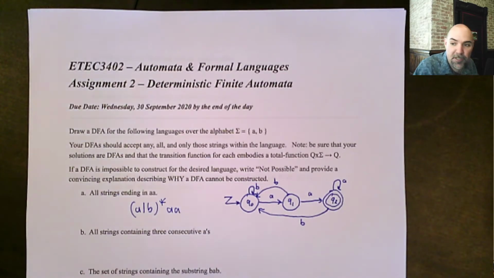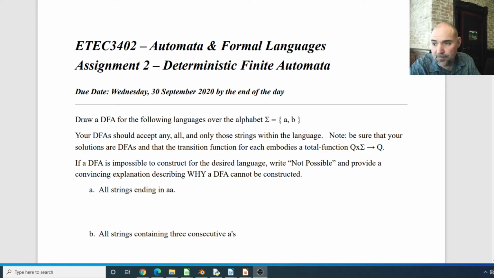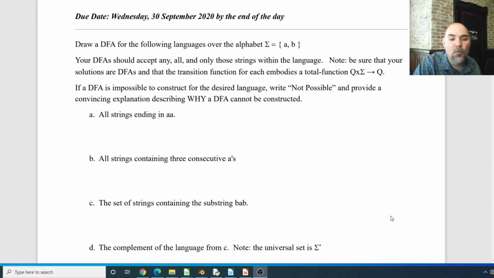All right, so that's what you're going to need to do for these other ones. And let me switch back to the thing here. So all strings containing 3 consecutive A's means that somewhere in that string we had three A's together. They had to be together. But what comes before it could be any number of A's and B's, and what comes after it could be A's and B's.